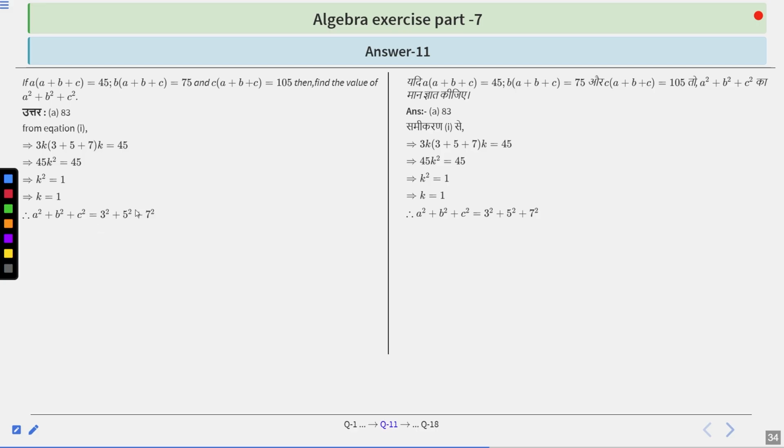So 3 square plus 5 square plus 7 square is the value of a square plus b square plus c square. 3 square is 9, 5 square is 25 and 7 square is 49. So 9 plus 25 plus 49 is 83. Option number A, 83 is the correct answer.